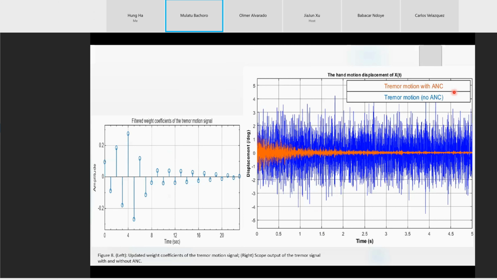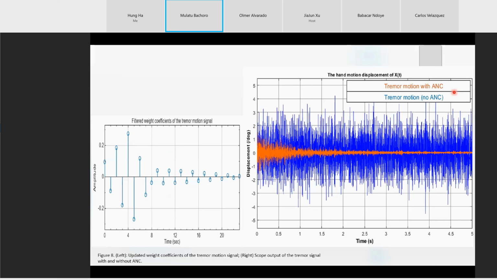We can observe that as we run the simulation, the power and the noise of the thermal motion signal is minimized, which is due to the step size as well as the weight coefficients of the estimated second path transfer function.